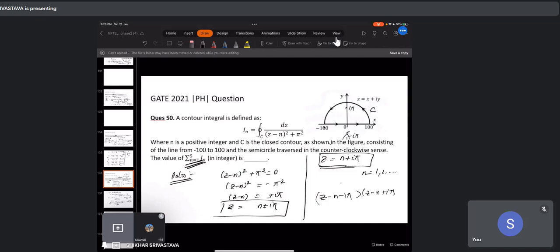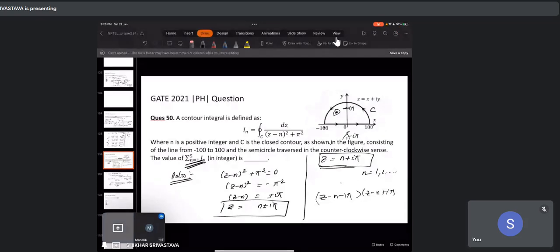Sir, if we have n equal to 4, and z is lying at 4 plus i pi, it will lie outside the curve, so we won't consider it, no? If n is equal to 4, then z will be 4 plus i pi. Then 4 is somewhere here, and i pi is here, so it lies within this closed curve.